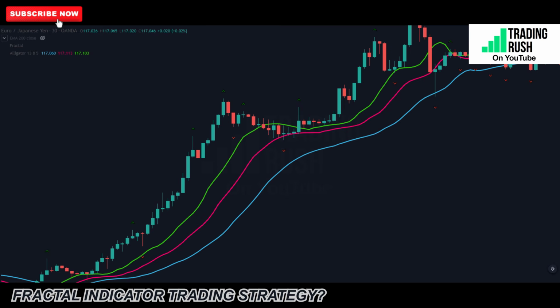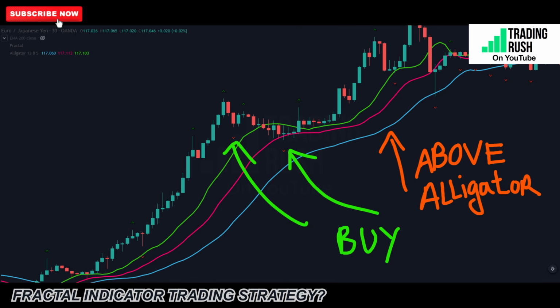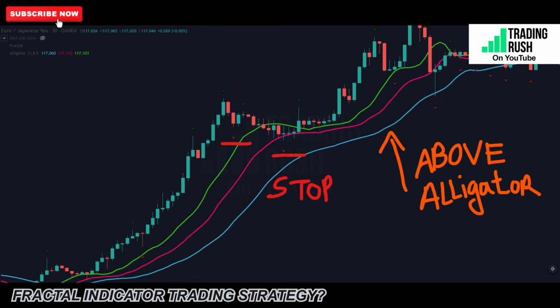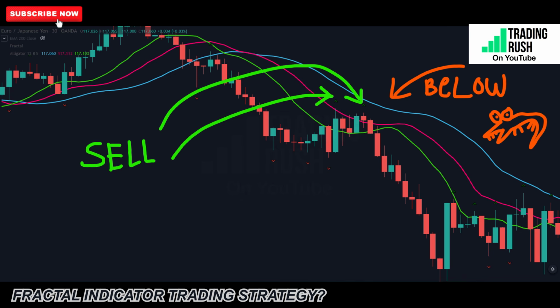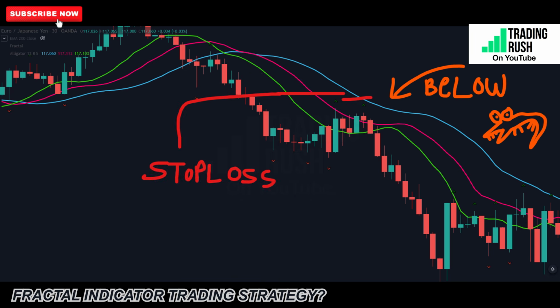We will only buy when the red arrow pointing downwards appears below a candle and price is above the alligator lines. Set your stop loss just below the swing low of the trend. Similarly, you will only sell when the green arrow pointing upwards appears above a candle and price is below the alligator indicator lines. Set your stop loss just above the swing high of the trend.